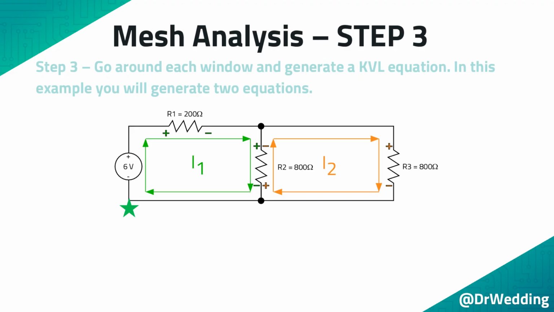To generate the KVL equations, you can start anywhere and go in any direction. But to make it easier to learn, I will always start at the bottom left of the circuit and move clockwise. So I will start at the green star.